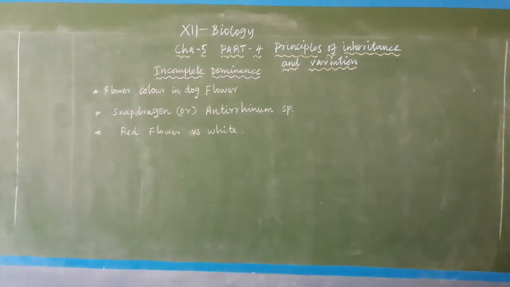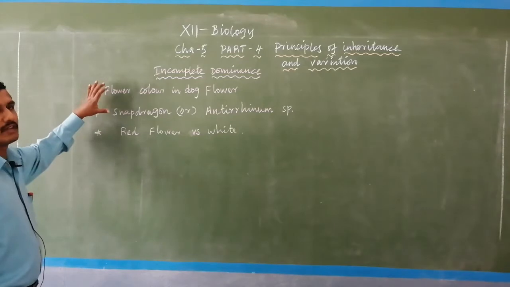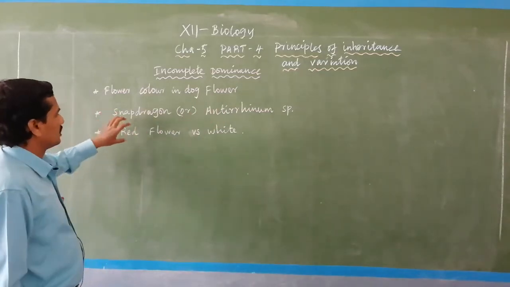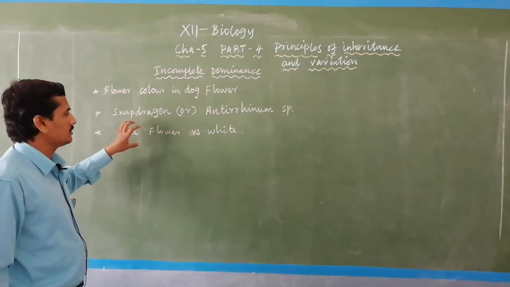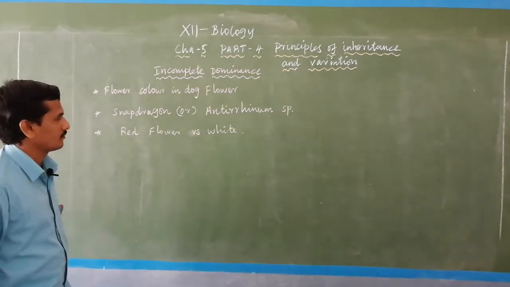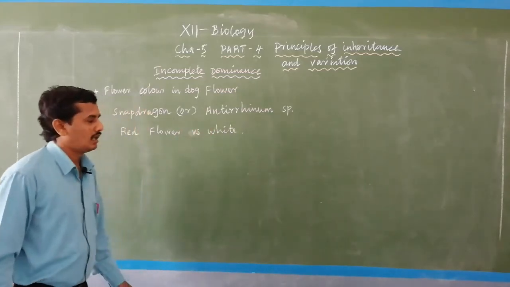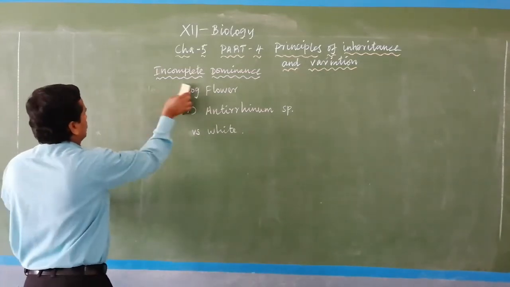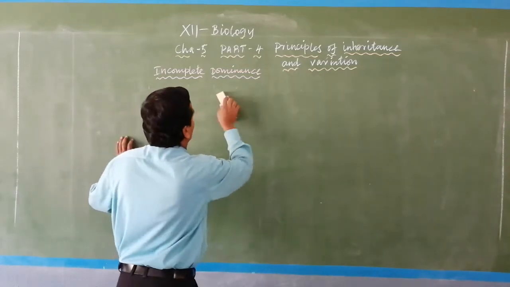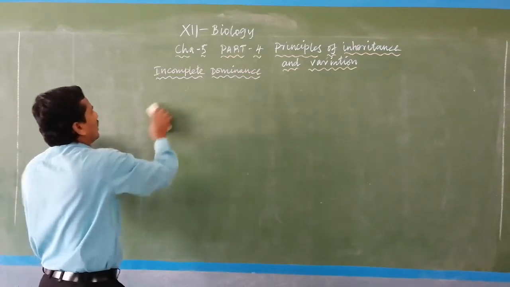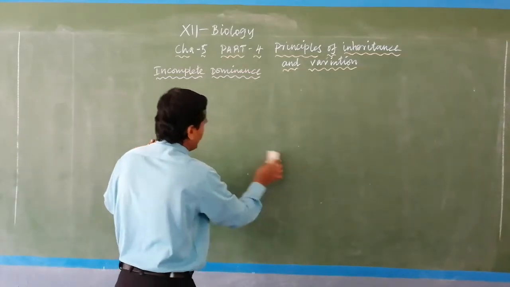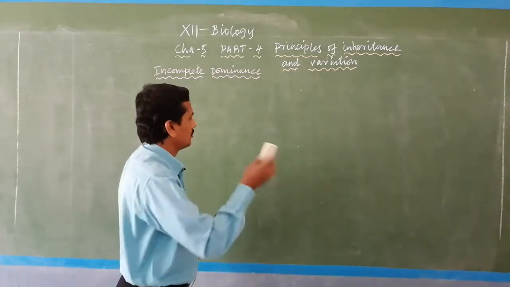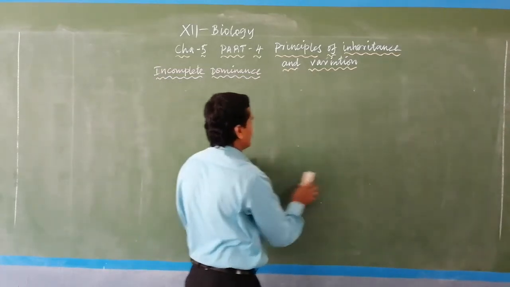Okay, listen. We take flower color in the dog flower, which is the snapdragon or Antirrhinum species. The flower color in Antirrhinum has two versions, red and white. We normally use this plant in some cultural and religious ceremonies. The flower in Tamil is known as kolikondai, with red, pink and white colored flowers. So we use this flower in religious and cultural ceremonies.